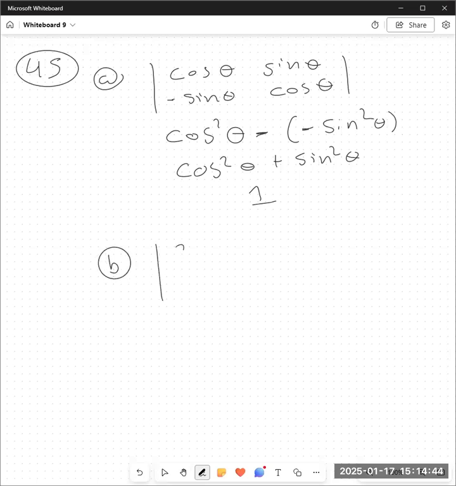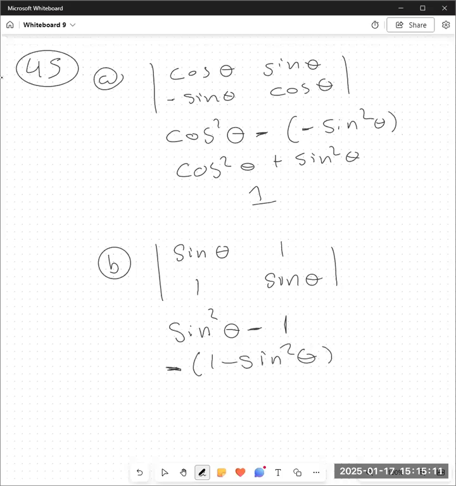B is the determinant of sine theta, and then 1, and then 1, and then sine theta. So we want sine times sine is sine squared theta. And then we have minus 1, which is the opposite of 1 minus sine squared theta. So that's the opposite of cosine squared theta.